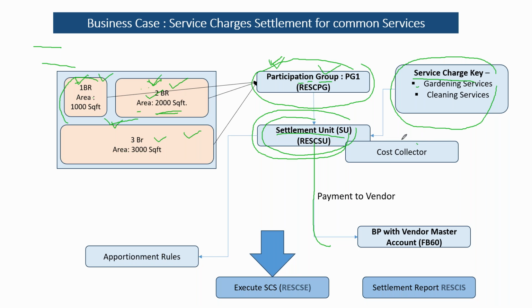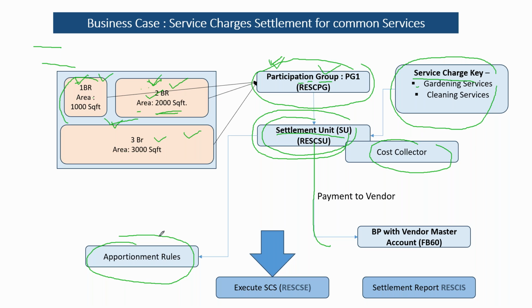Here in the settlement unit we have two more objects. One is a cost collector, which is one more account assignment object where we can do the posting. And there are apportionment rules, which help us define the different ratios in which this amount can be distributed between the tenants and the real estate company, meaning the landlord.